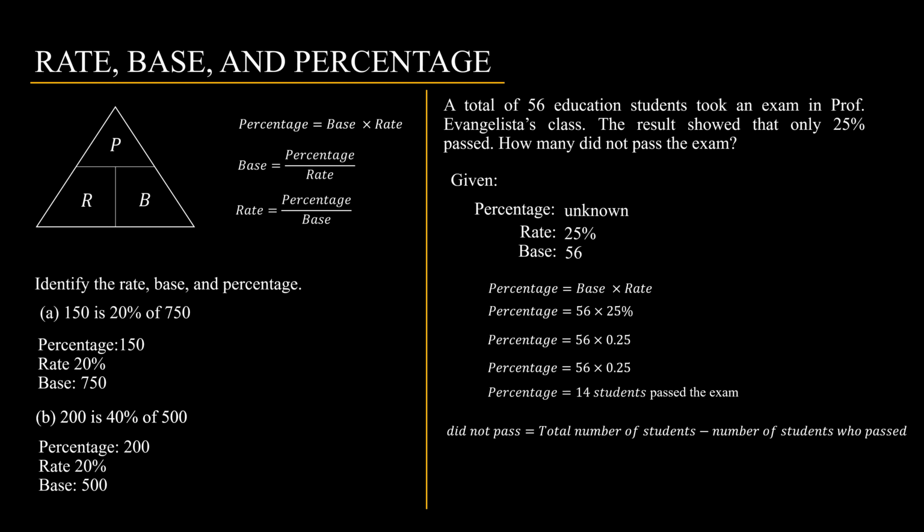So, how can we find kung ilan ba ang hindi nakapasa? So, we can subtract the number of students who passed the exam to the total number of students. We have total number of students minus number of students who passed. So, we have here 56 minus 14. Ilan ba? 56 minus 14. That is 42. Therefore, 42 students ang hindi nakapasa sa exam ni Prof. Evangelista. Okay?